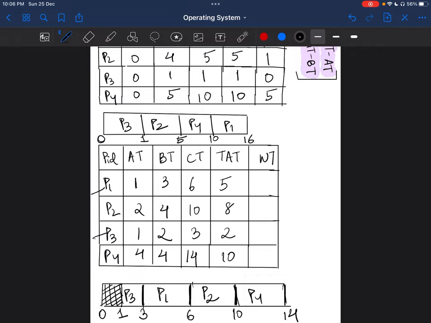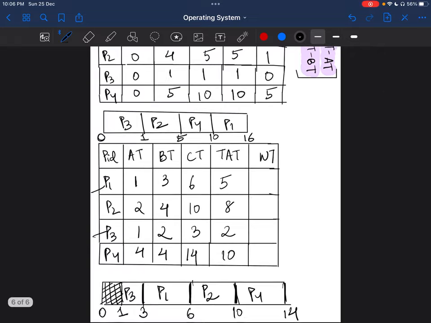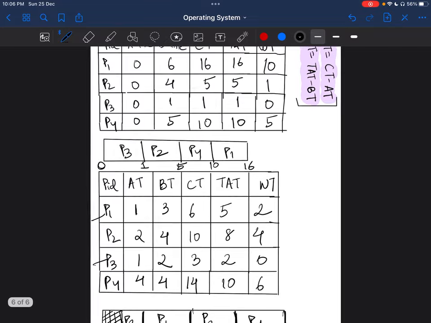Now we'll find the waiting time. The waiting time is easy. It is turnaround time minus burst time. This will be 2, this will be 4, this will be 0, and this will be 10 minus 4, which is 6. Just add them up and done. Waiting time is done as well.